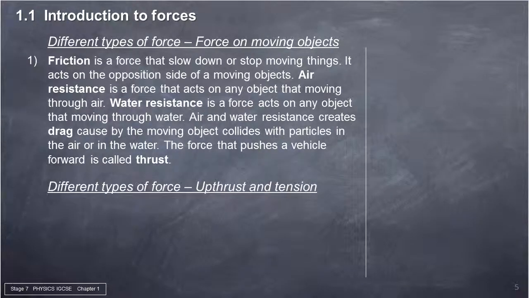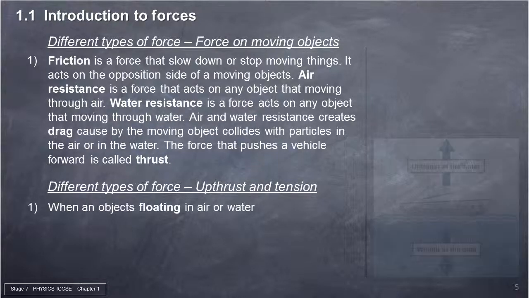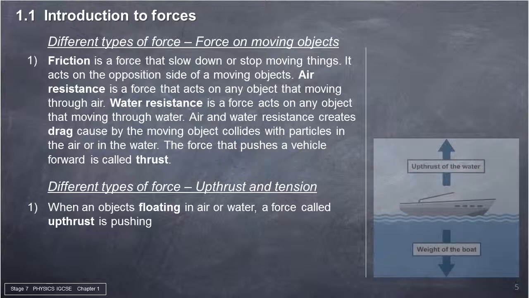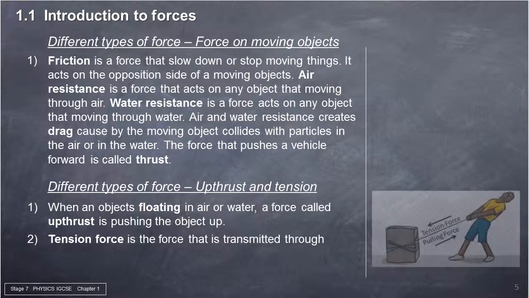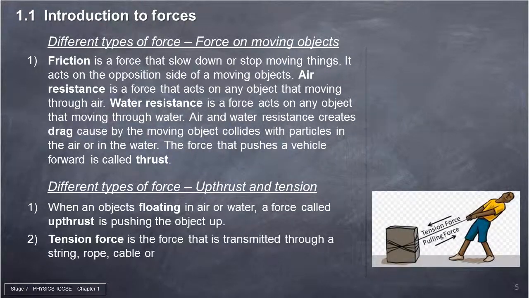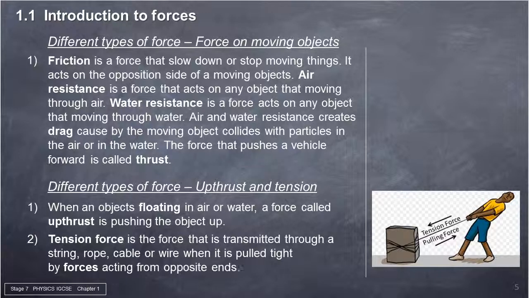Different types of force, upthrust and tension. 1. When an object is floating in air or water, a force called upthrust is pushing the object up. 2. Tension force is the force that is transmitted through a string, rope, cable, or wire when it is pulled tight by forces acting from opposite ends.